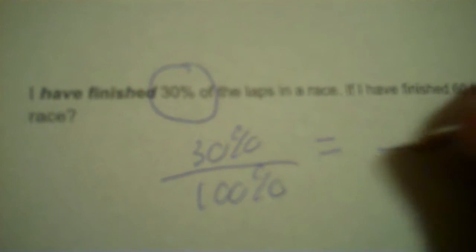Okay, I want to do 4 review problems and I'll teach you what you're doing on the actual packet. It says, I have finished 30% of the laps in a race. If I have finished 60 laps, how many laps are in the race? Now you see you got 30% of, so that means you're going to put 30% over 100% anytime you see percent of, and then you're going to set it equal to another ratio. Now you are going to cross multiply and divide.